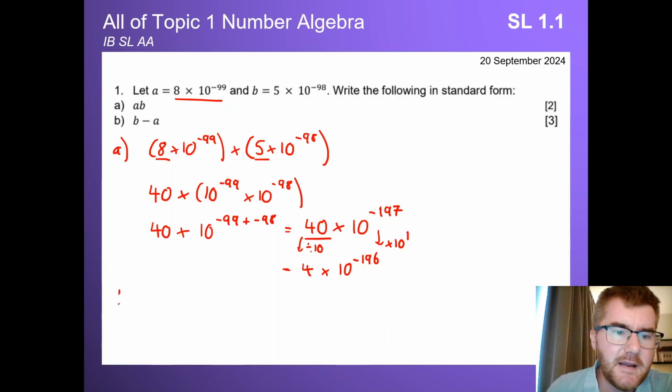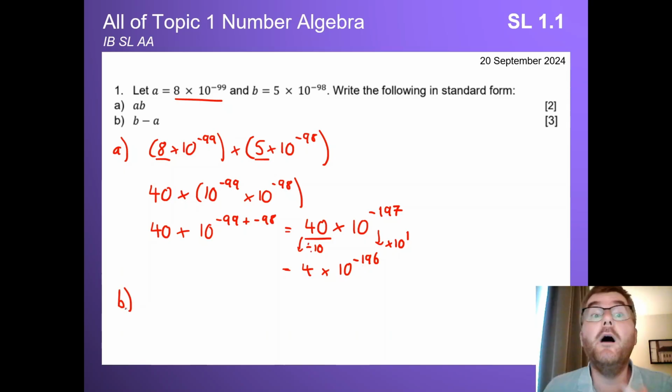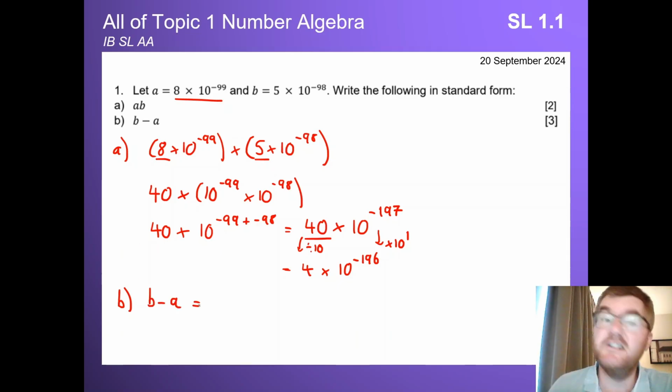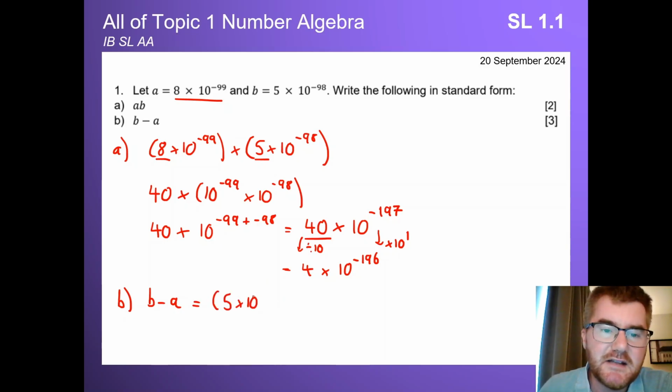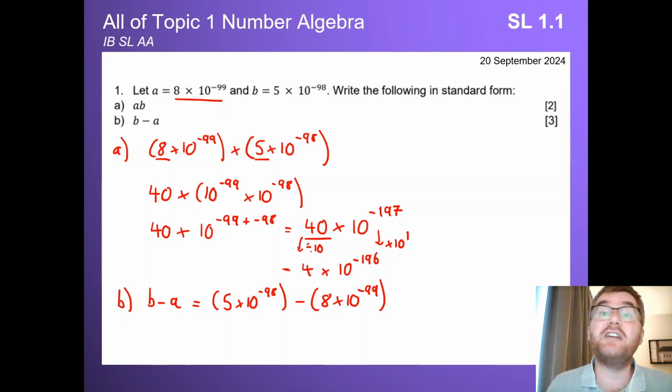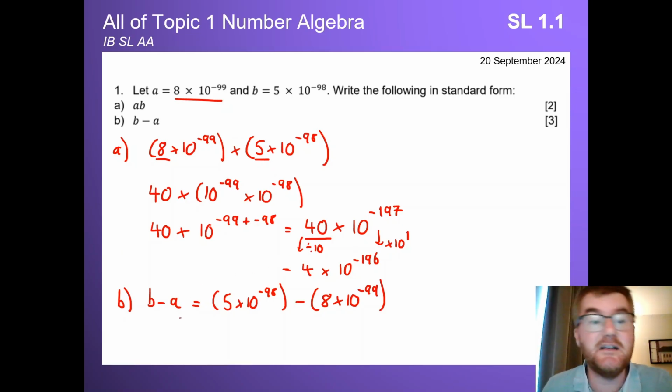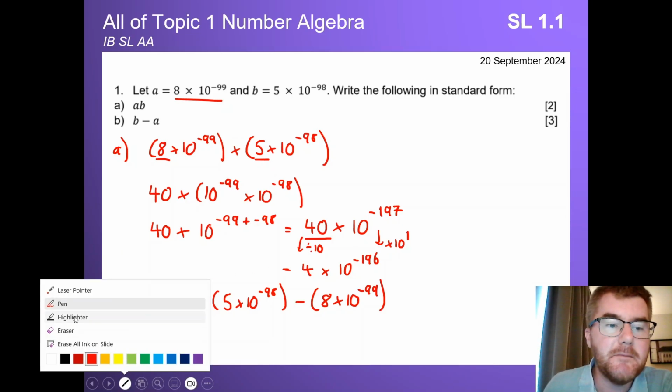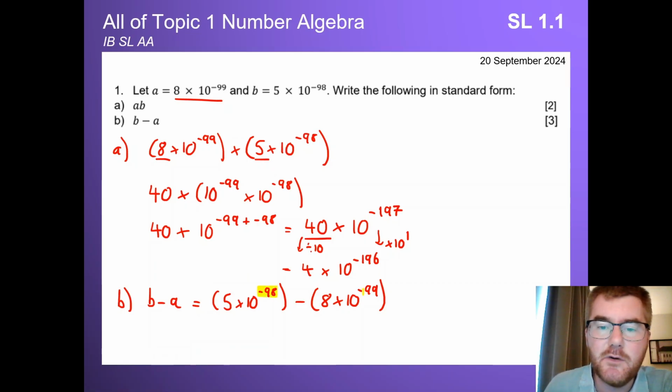Now with part B, they've made these numbers very big on purpose, because now we're doing B minus A. So you can't really just put this into your calculator if it was on a paper 2. So we have 5 times 10 to the power of minus 98 minus 8 times 10 to the power of minus 99. And the key strategy with adding and subtracting with standard form is we want to make the indices the same.